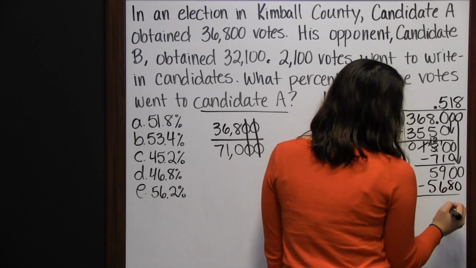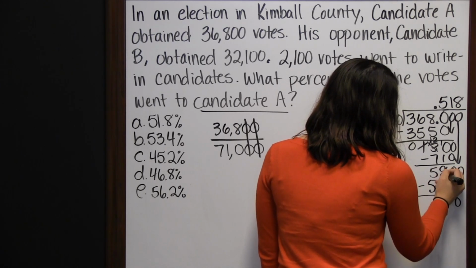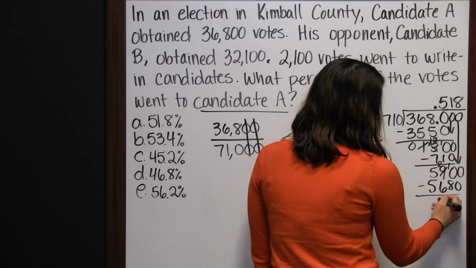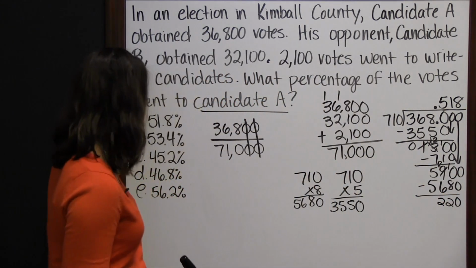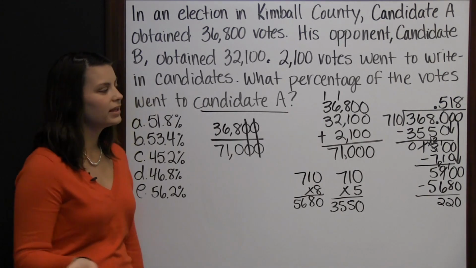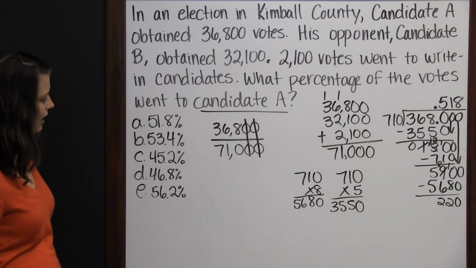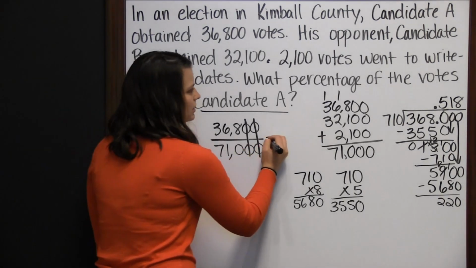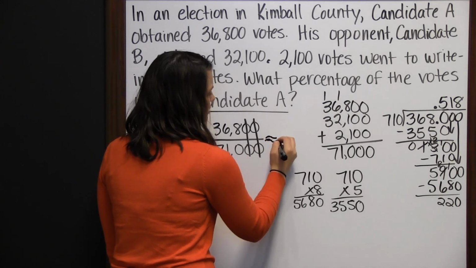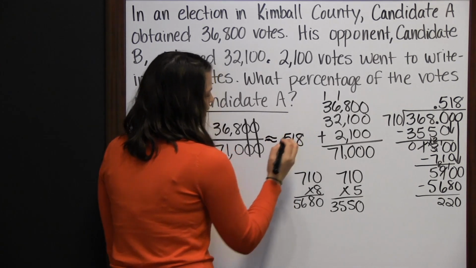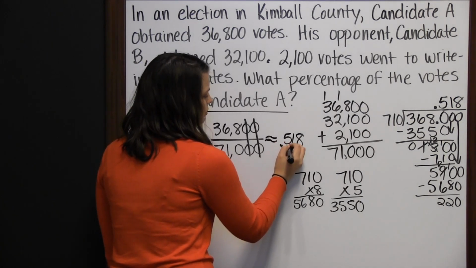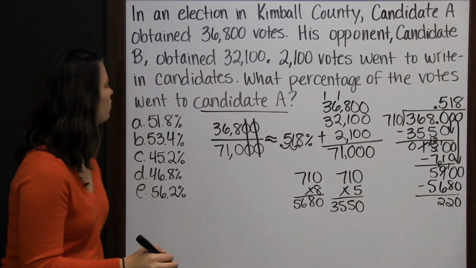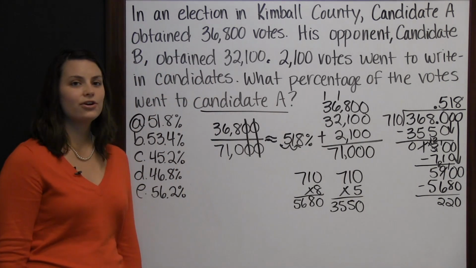And we have 5,680. We can subtract, and that's 0. Borrow from the 9, that's an 8, so that's 10. 10 minus 8 is 2. 8 minus 6 is 2, so we get 220. And we could keep going, but really, that's all I need to know, because as I look at my answers, it's very clear which one of these is my answer. This is about 518 thousandths, and then when we change it into our percent, we move our decimal 2 places to the right, we get 51 8/10%, which is answer A.